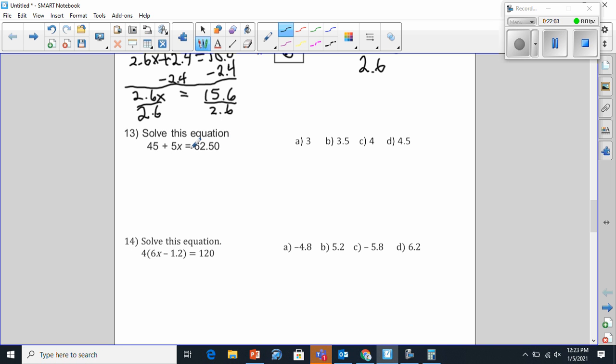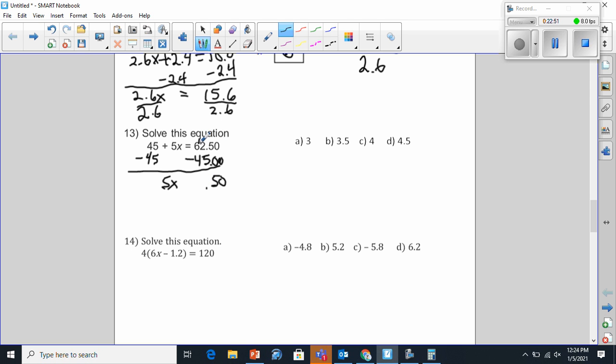Solve this equation. 45 plus 5x equals 62.5. Well, this is another two-step equation just like we did a second ago. I will subtract 45 from both sides. Let's see, I'll remember that my 5x has to come down. We line up our decimal. That's going to give me 50 over here. My decimal point comes down.